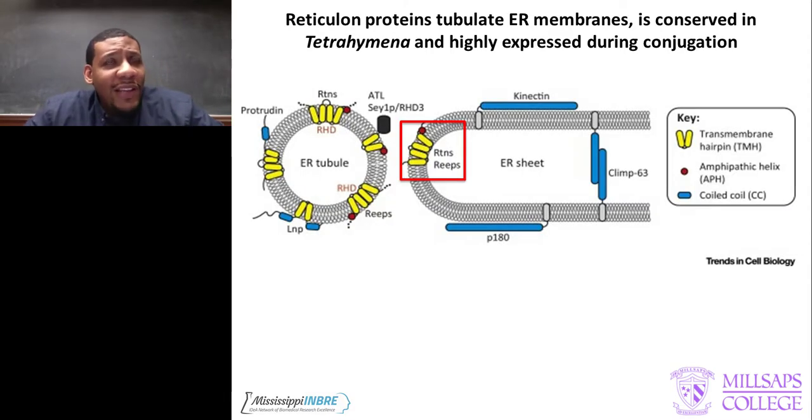So there are proteins that are very well characterized that are known to tubulate membranes. Those that tubulate ER membranes are called Reticulon proteins. And essentially those proteins have alpha helices that embed in the membrane of the ER. And when there are enough of those Reticulon proteins in an ER membrane, they can deform the membrane into a tube. Okay. So what we did was we took a bioinformatics approach to try to identify if there were Reticulon proteins that were expressed in Tetrahymena.